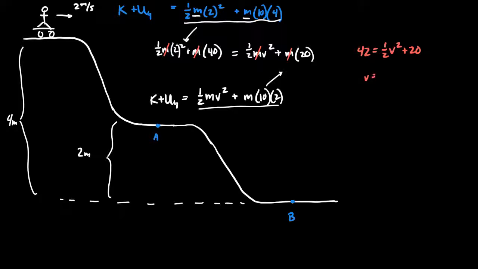So v equals, is that 6? It's the square root of 44. I think it's more than 6 and less than 7. So nobody got this far? 6.6. You guys are going to need to step your game up.